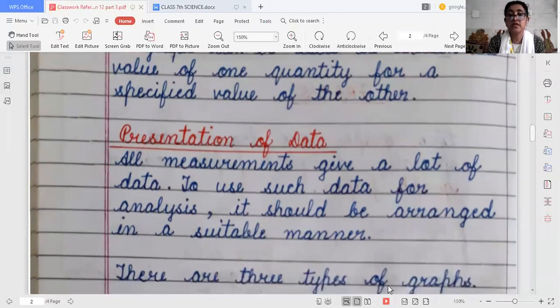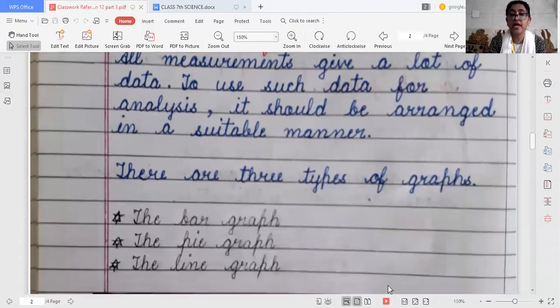Now comes the presentation of data. All measurements give a lot of data. To use such data for analysis, it should be arranged in a suitable manner. Then it will be easy. So there are three types of graphs: the bar graph, the pie graph, and the line graph.